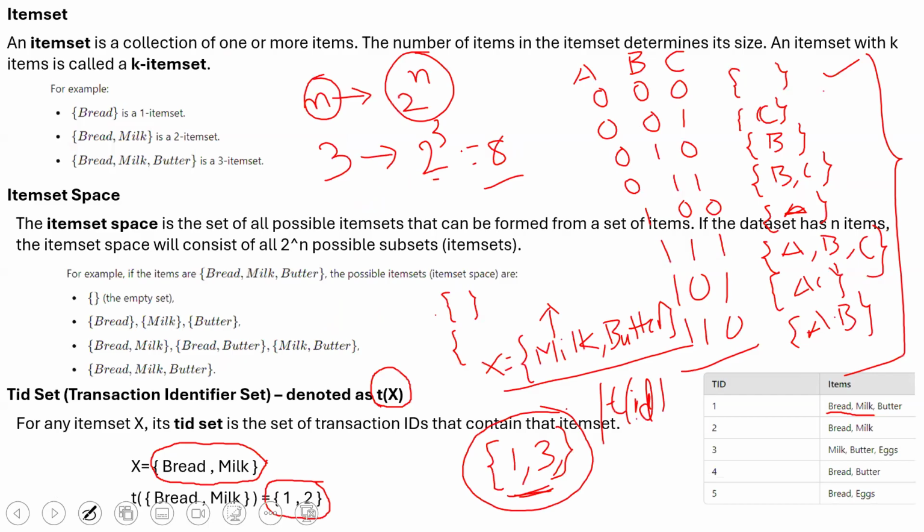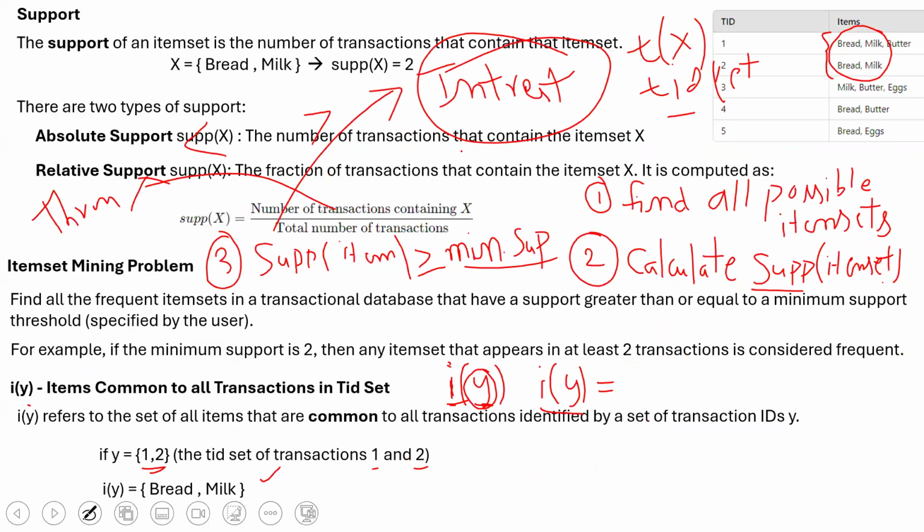Okay, and then you learned about item set. Item set is nothing but a collection of one or more items. Item set space is the set of all possible combinations of the items, I mean to say, the sets of items that can be found from a set of items, and the number of possible item sets in an item set space is 2 to the power of n. And you have learned about TID set, which is transactional identifier set. It is nothing but, given an item set, you just have to find out in what all transactions that particular item set has happened.